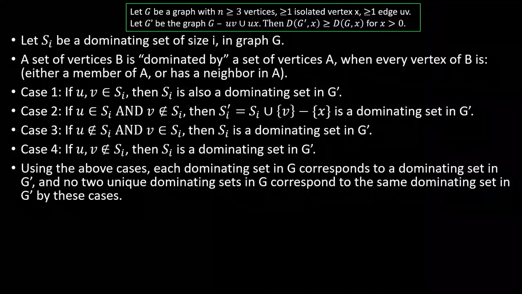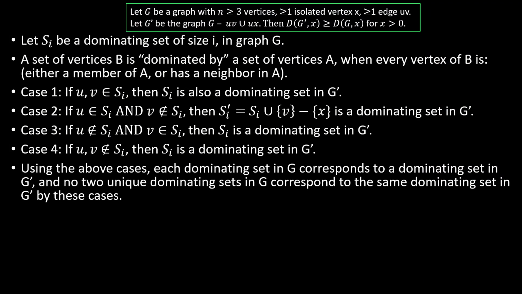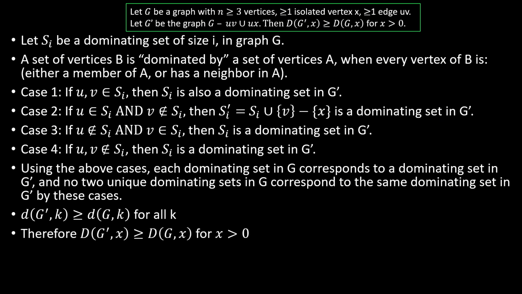It isn't too hard to prove that no unique dominating sets in G correspond to the same dominating set in G' that we've created according to our four cases. I encourage you to prove this yourself. What this means is that the number of k-dominating sets in G' must be at least as large as that of k-dominating sets in G, which in turn means the domination polynomial of G' evaluated at any positive x value is at least as large as the domination polynomial of G evaluated at that same x value.